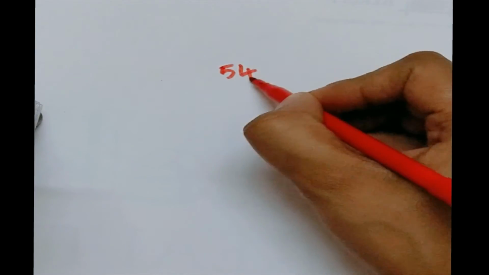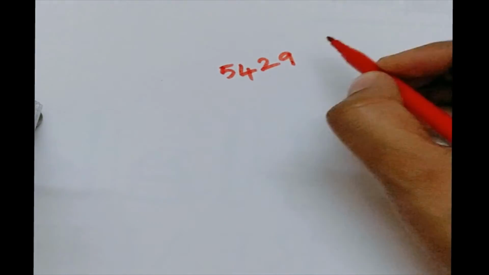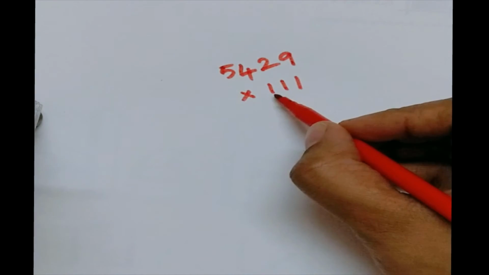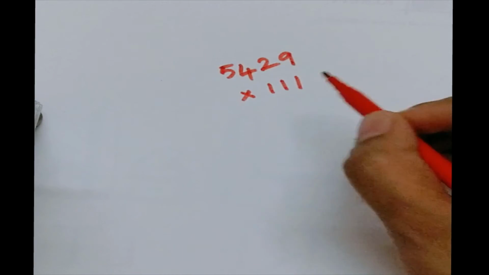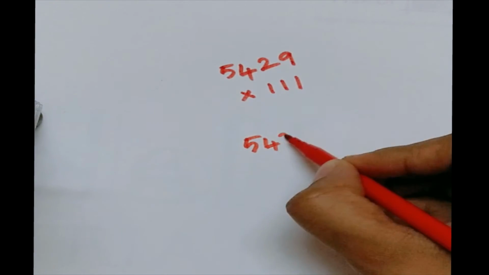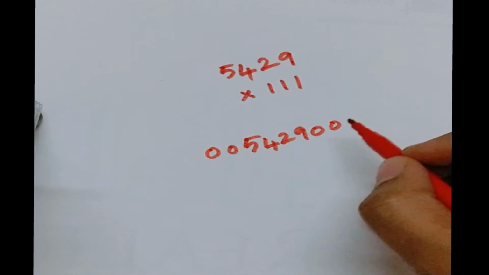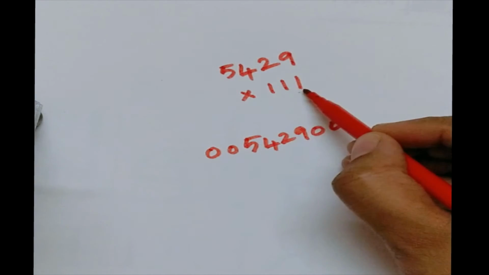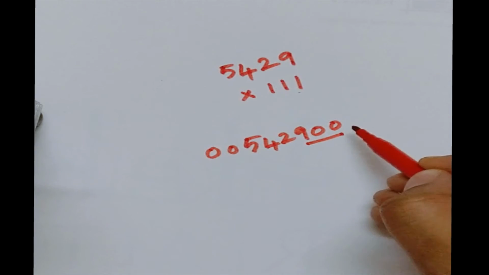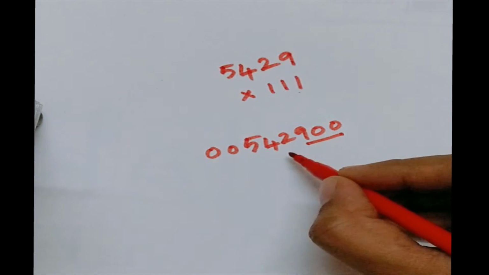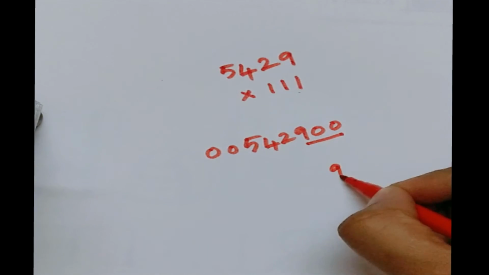Now using the same logic, let's try a multiplication of a big number, for example this, with 111. In this case, since we have 3 1's, we would go ahead and add 2 zeros on either side of the number. And since we have 3 1's, we would be adding 3 digits instead of 2 digits as in the previous case. So in this case, 9 plus 0 would be 9.